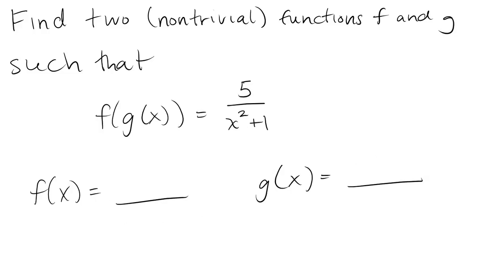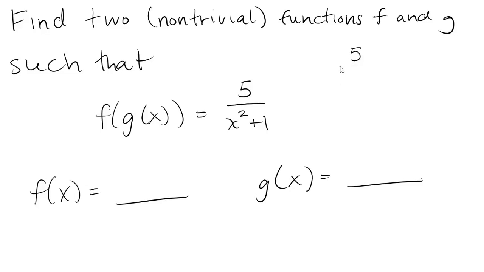Here's another example. Find two non-trivial functions f and g such that f of g of x equals 5 over the binomial x squared plus 1. There are actually two really good answers here. There's one that's better for calculus purposes, but we're not going to focus on that. I just want you to come up with a non-trivial decomposition. It depends on what you see. This is what I see.